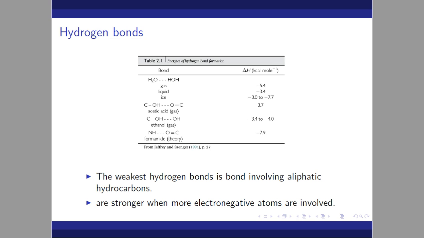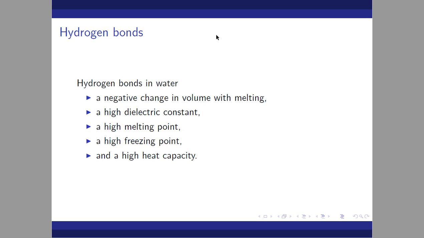So these are the energies of hydrogen bond formation for this interaction, the enthalpy energy. The weakest hydrogen bond is one involving an aliphatic hydrocarbon, and it is stronger when more electronegative atoms are involved. What we can say about hydrogen bonds in water: a negative change in volume with melting, a high dielectric constant, a high melting point, a high freezing point and a high heat capacity. Because of the hydrogen bonds, water has these properties.